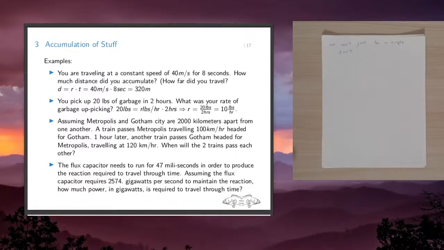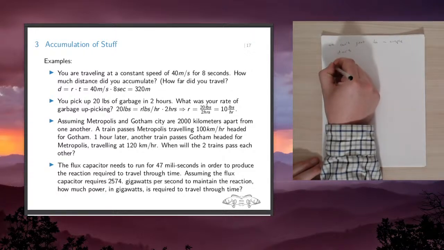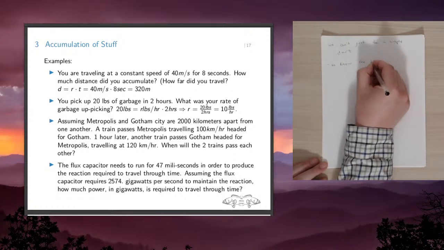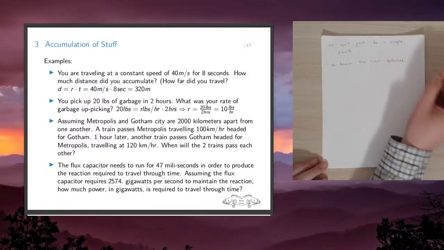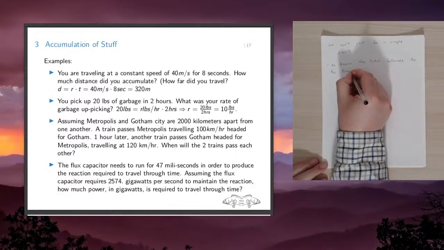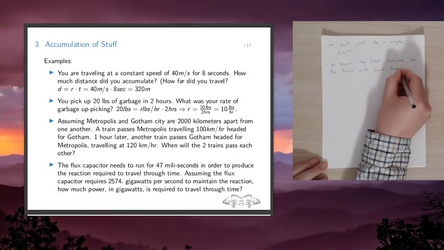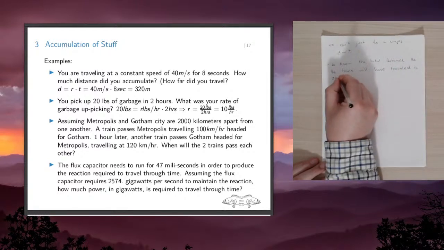We can't just do this, right? Because stuff's happening at different speeds and so forth. But one thing we do know is that at some point, we know that the total distance the trains will have traveled is 2,000 kilometers, right?